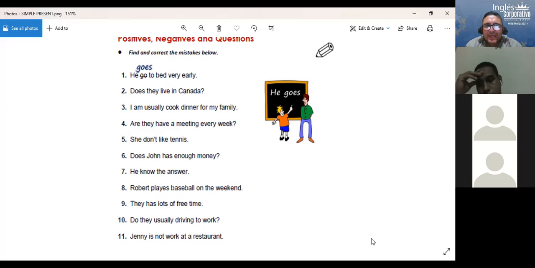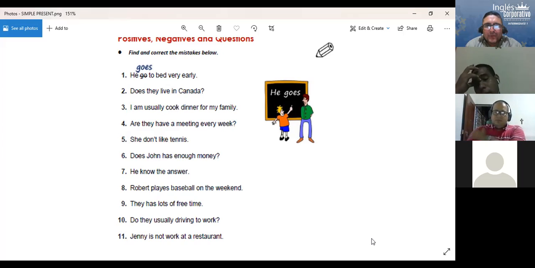Robert plays. Okay. So what is the problem with the word plays? There is no letter E. You only add S. Robert plays baseball on the weekend. Number nine, they has lots of free time. They have. Teacher, number eight, the verb play is plays, only S. P-L-A-Y-S. Okay.